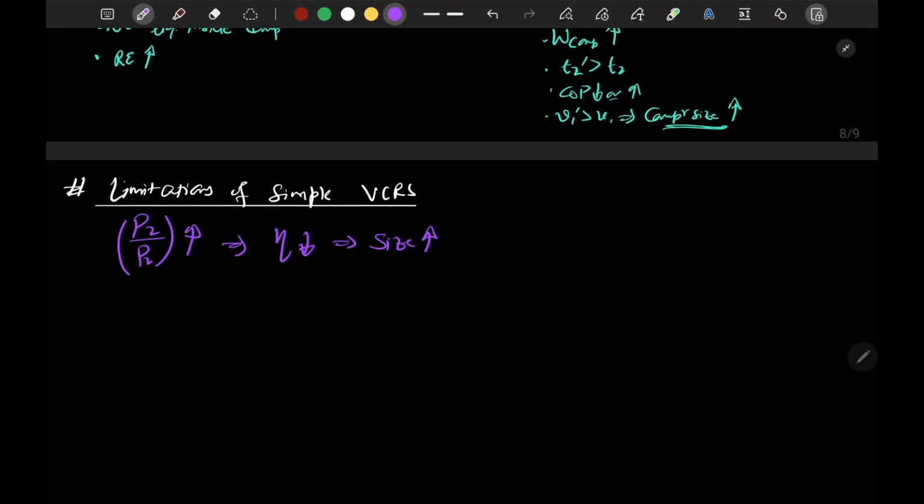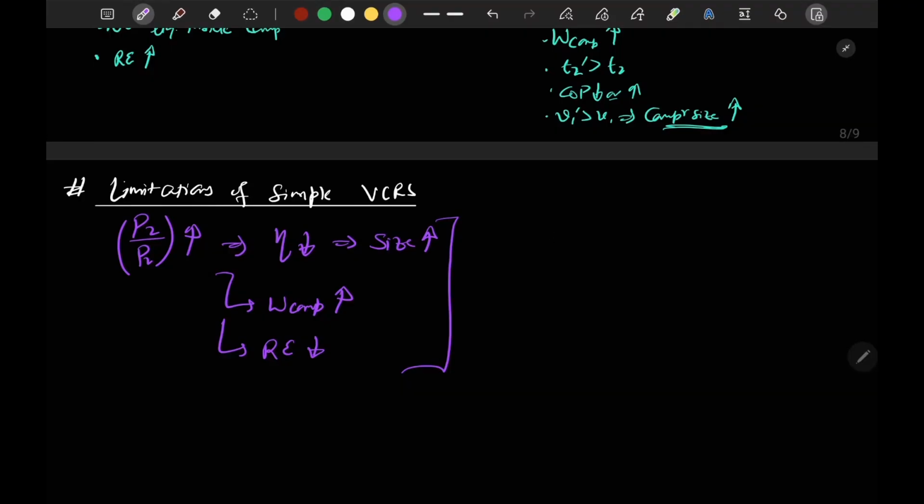Next, we also know that due to this increase, the work done on the compressor increases. The refrigeration effect decreases, as we have seen in both cases, where the evaporator pressure was decreased or the condensation pressure was increased. In both cases, the refrigeration effect was decreasing. So these are the limitations when the pressure ratio increases. Simple VCRS is only applicable for low pressure ratio systems.